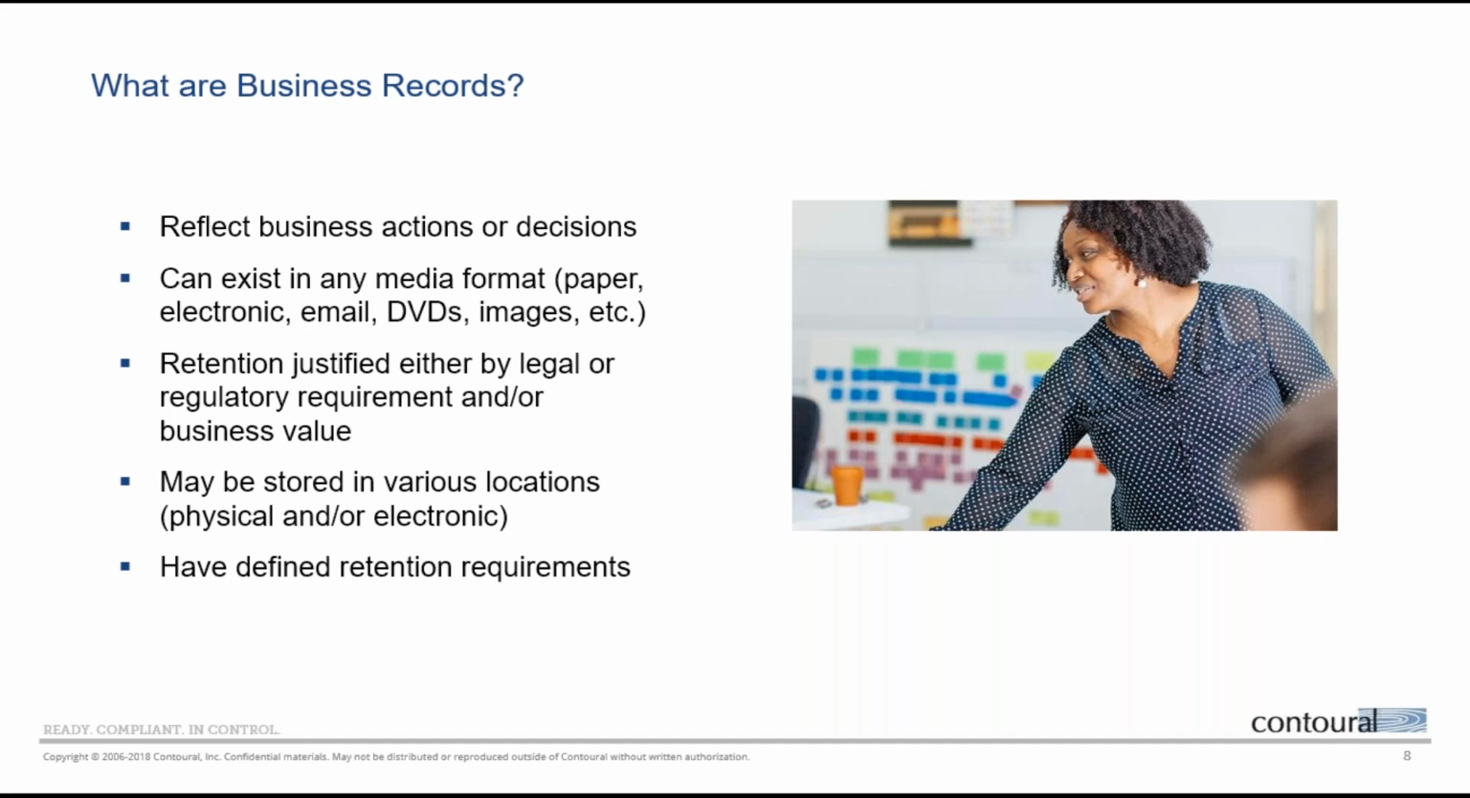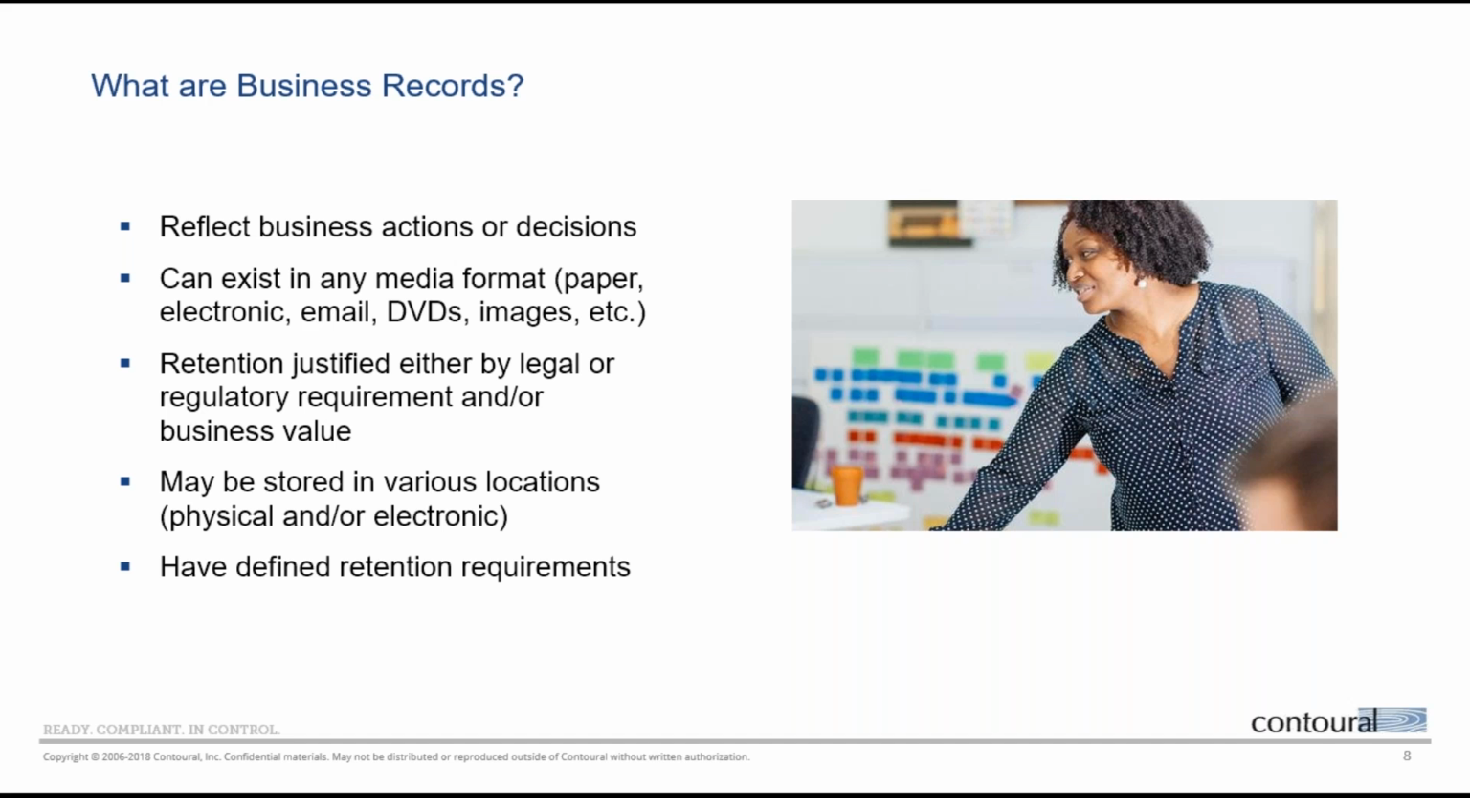So what does a record constitute? These are the characteristics that we usually find in a record, something that needs to be kept by the organization. One, it reflects business action or decision. That makes sense? That's pretty clear that a business record needs to reflect actions or decisions of the company. Two, it can be in any media format. It can be paper, it can be electronic. We've said this many times before.